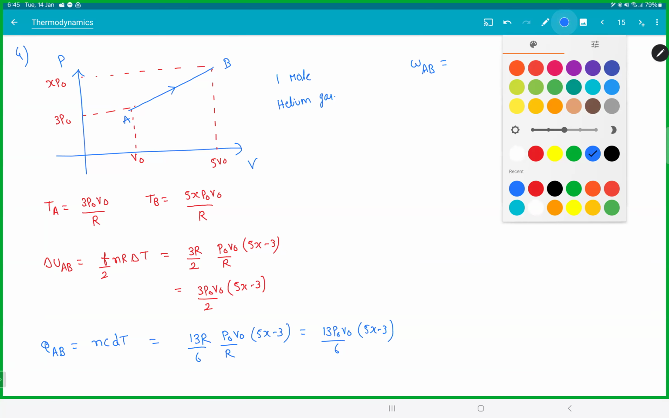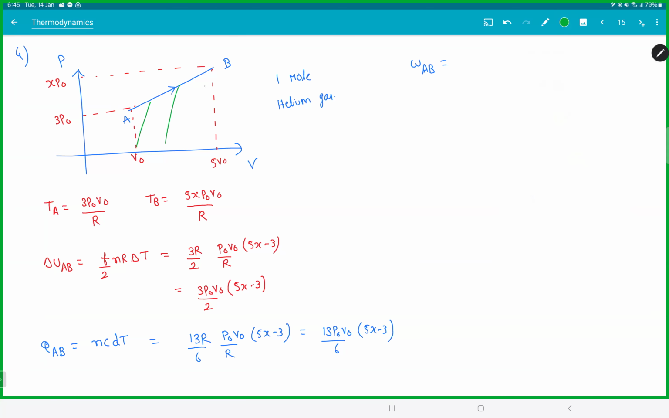What is work done from A to B? Work done from A to B is the area under this trapezium, which is half into the sum of the parallel sides, 3P naught plus XP naught, by the base 4V naught, which is 2P naught V naught into 3 plus X.